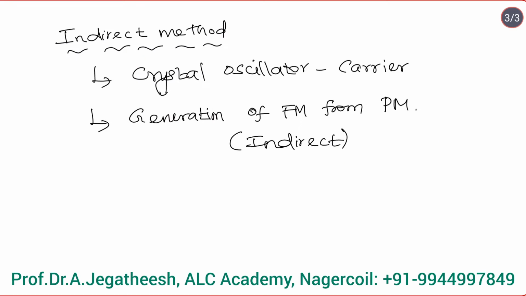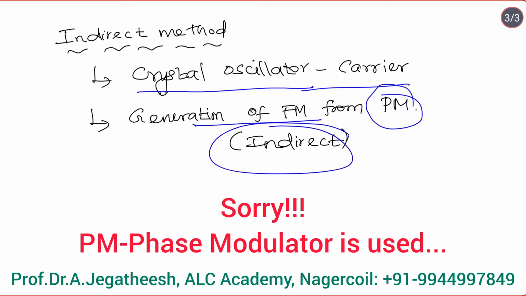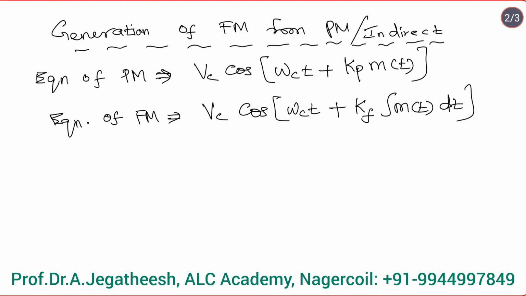In the indirect method, crystal oscillators are used to generate the carrier. Second, the PM signal is used to generate the FM signal. So this method is called the indirect method because the PM signal is used to generate the FM signal. Now we are going to prove mathematically how the FM signal is generated from the PM signal.